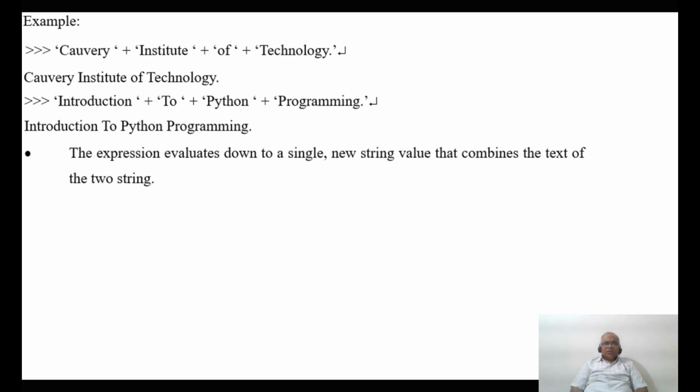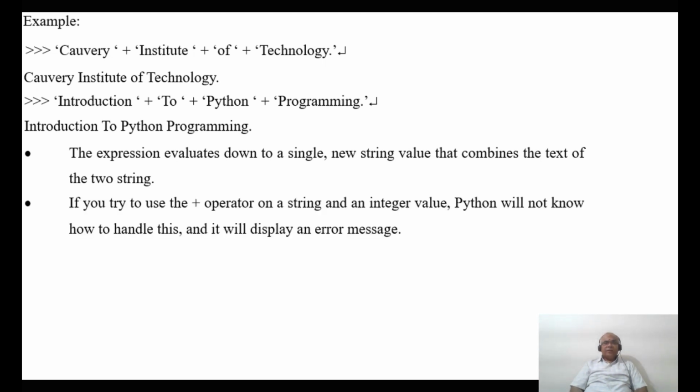Similarly, if I want to have 'Introduction to Python programming', you can write it the same way as in the previous case. After 'Introduction' you give one space, plus, after 'to' one space, plus, after 'Python' one space, plus, 'programming', and close it. So the expression evaluates down to a single value, the new string value that combines the text of the strings.